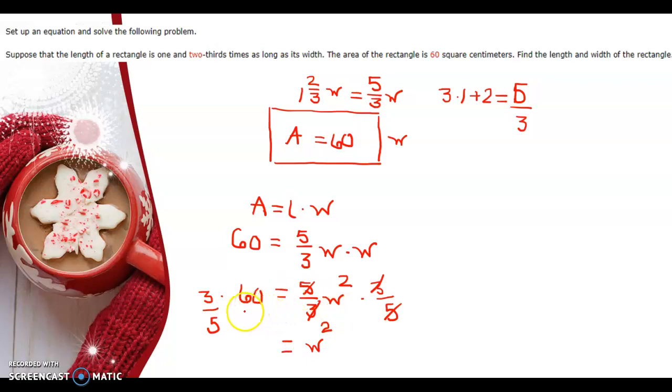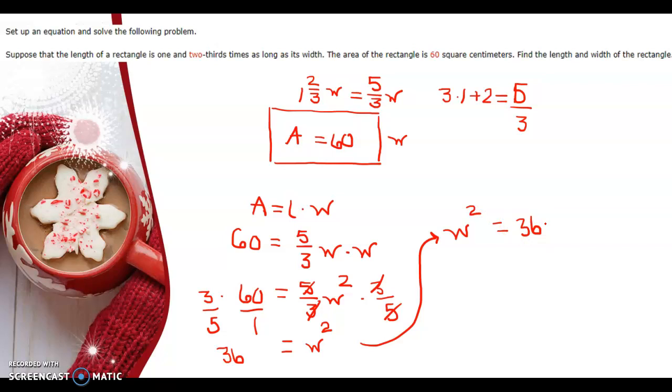Now be careful with this one over here on the left-hand side. Any whole number can be written as a fraction over 1. So if you take top times top and bottom times bottom, you'd get 180/5, and 180/5 is equal to 36. So the width squared is equal to 36, because 36 times 5 is equal to 180.